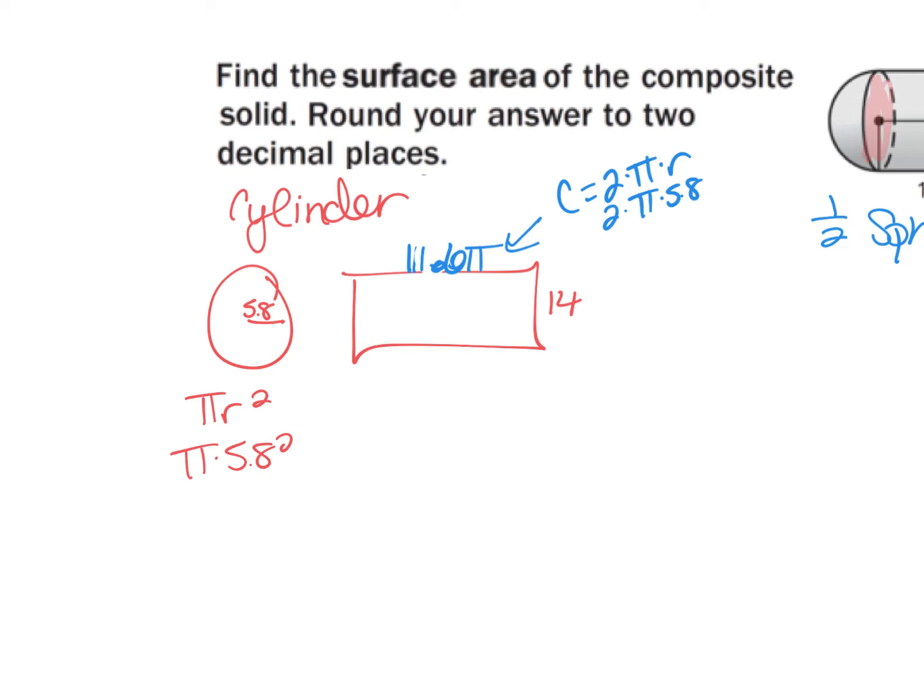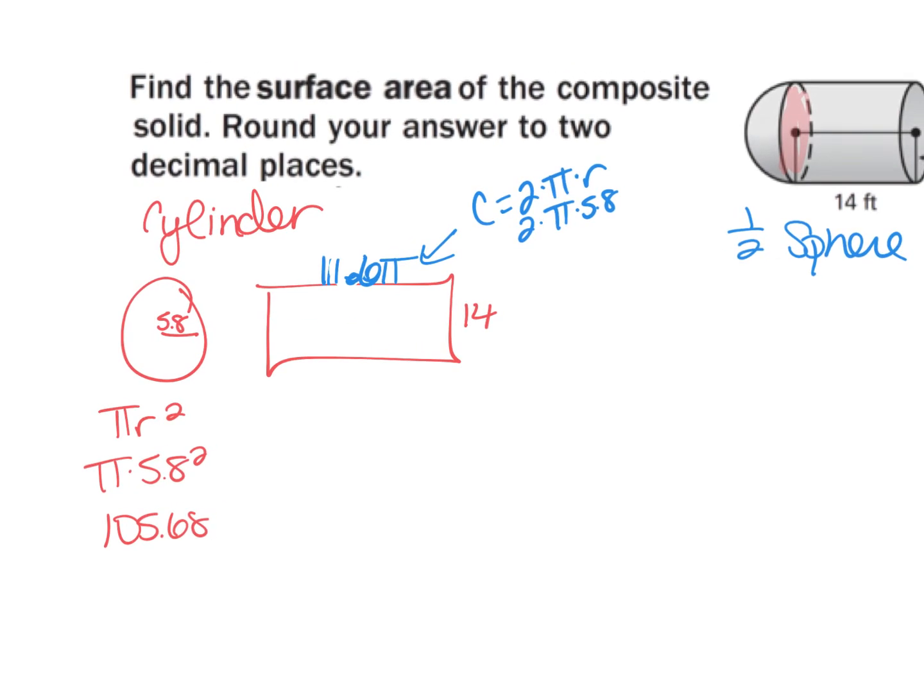So I am going to put the pi in the calculator. So pi times 5.8 squared, to 2 decimal places, would be 105.68. And then for that rectangle, we're doing base times height. So 11.6 pi times 14 gives you 510.19.